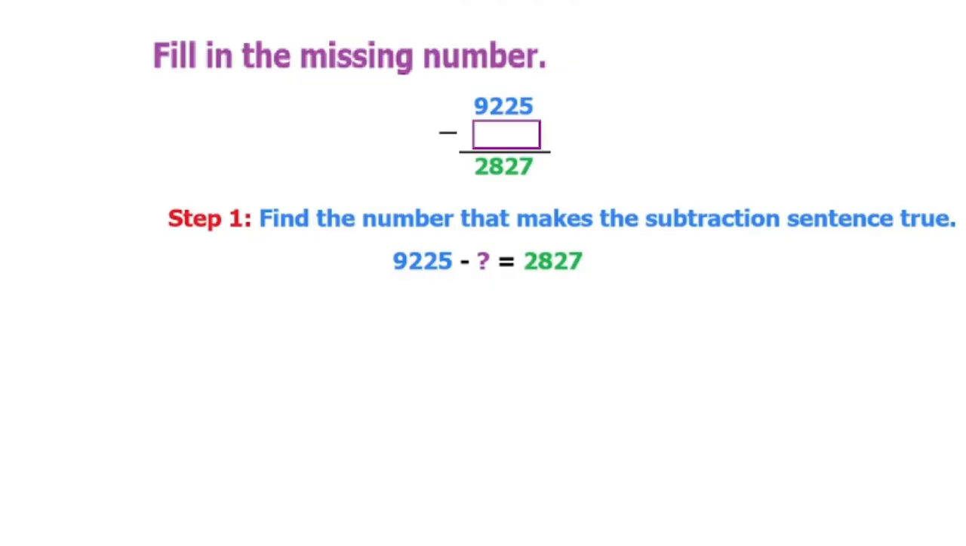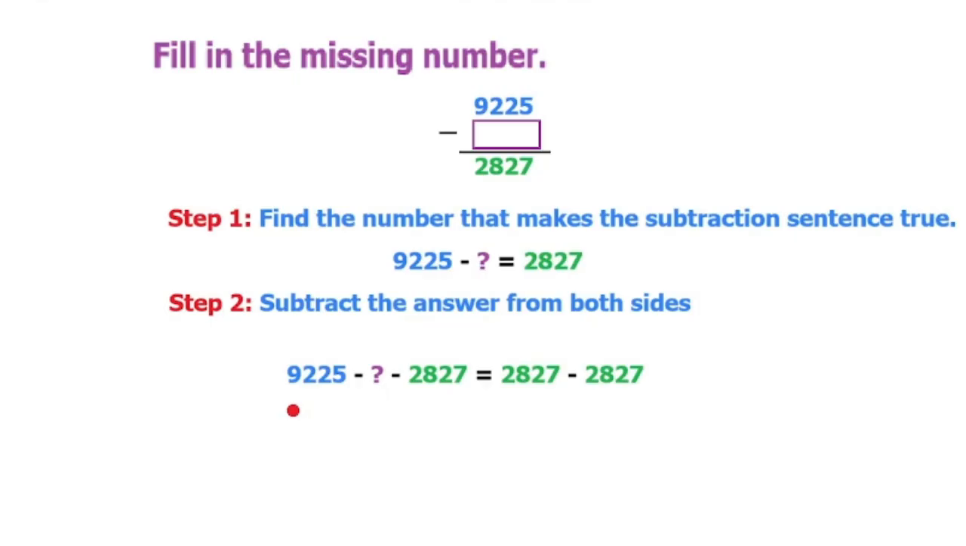So the next step is you subtract the answer from both sides. So how does that look? So that's going to look like this. 9,225 minus the question mark minus the answer equals the answer minus the answer. So you do this to both sides to balance out both sides of the equation. So you have to keep this in mind later when you learn more complicated equations. But for now, we can just calculate this out.